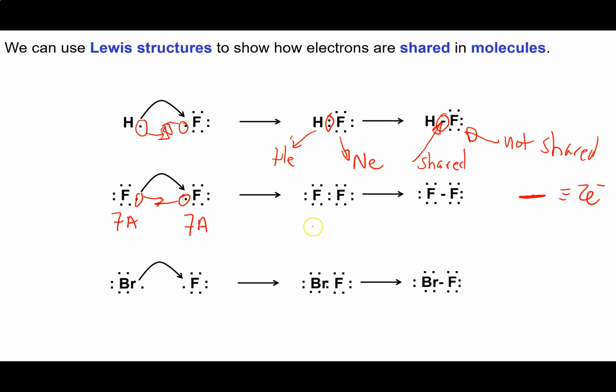And then now you can see they're going to get stuck, and each of them will have a share of 8 electrons around them. 2, 4, 6, 8. Perfect. It's these 2 electrons in the middle here that are being shared, so we're going to indicate that by replacing those guys with a single line.